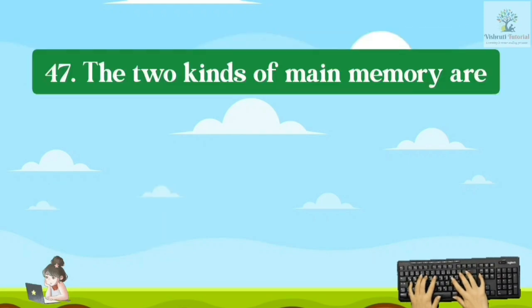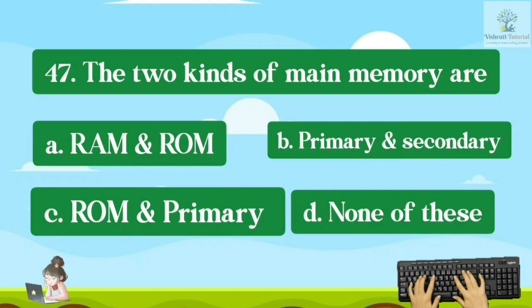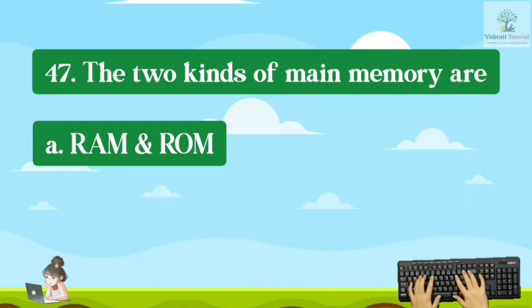Question number 47. The two kinds of main memory are: Options: A. RAM and ROM, B. Primary and secondary, C. ROM and primary, D. None of these. And the correct answer is A, RAM and ROM. The two kinds of main memory are read-only memory and random access memory.